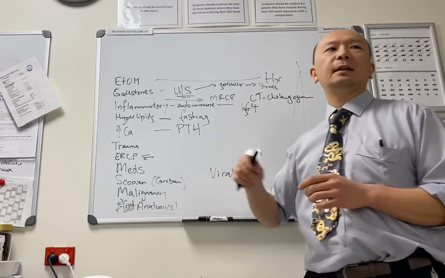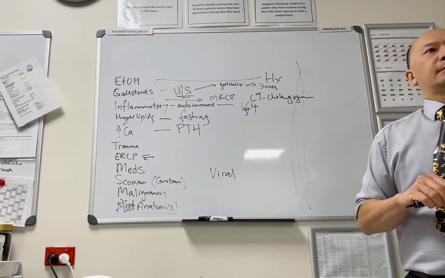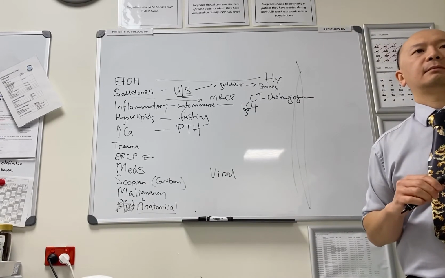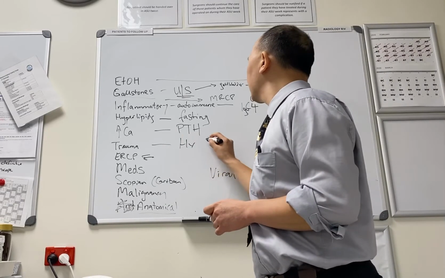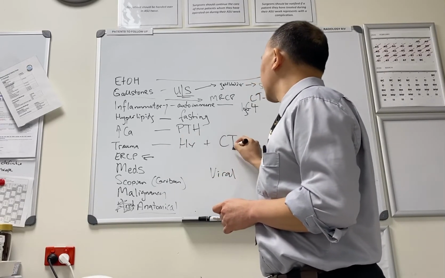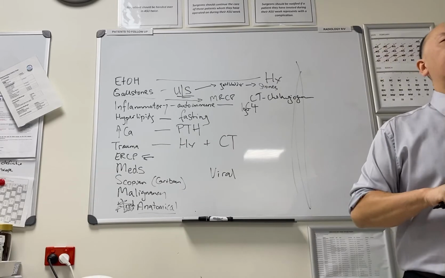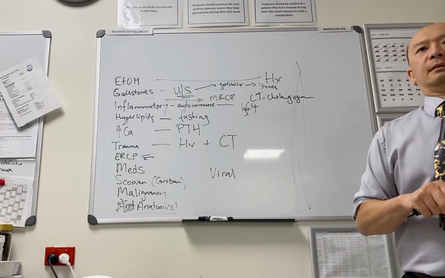Trauma, how do we work that out? Obviously history, and then there's imaging to confirm. History and then imaging. Good. Which is usually CT. ERCP: history, previous reports.